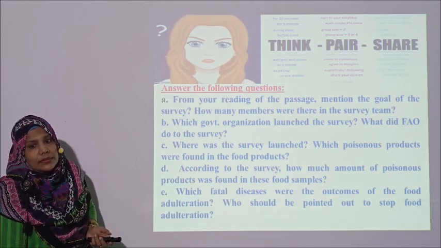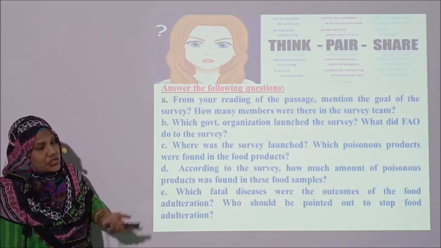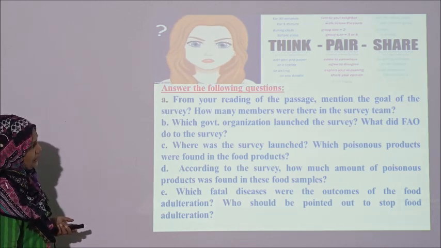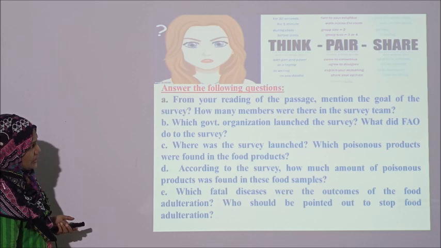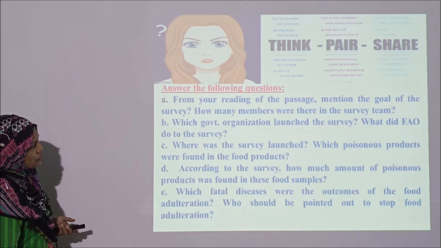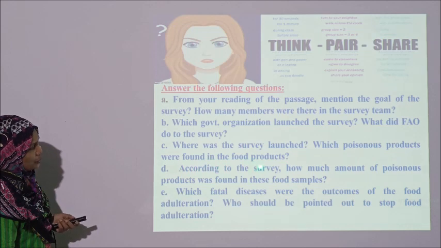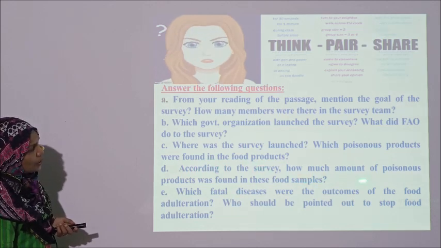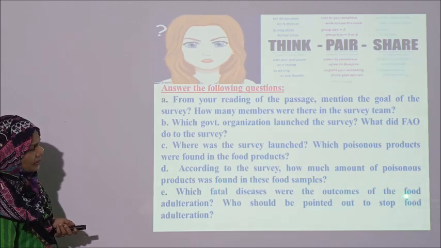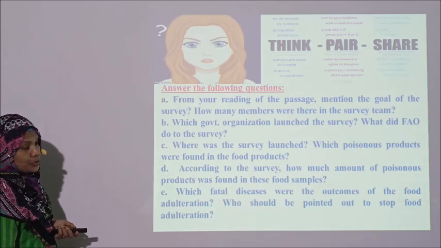Our sharing, our pairing, and thinking, what exactly the questions have given here. From your reading of the passage, mention the goal of the survey, how many members were there in the survey, which government organization launched the survey, what was found due to the survey, where was the survey launched, which poisonous products were found in the food products. According to the survey, how much poisonous product was found in these food samples, which fatal diseases were the outcomes of the food adulteration, who should be pointed out to stop food adulteration.